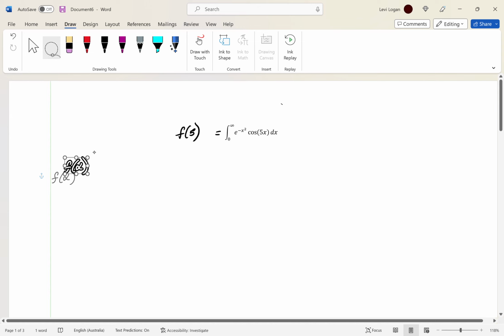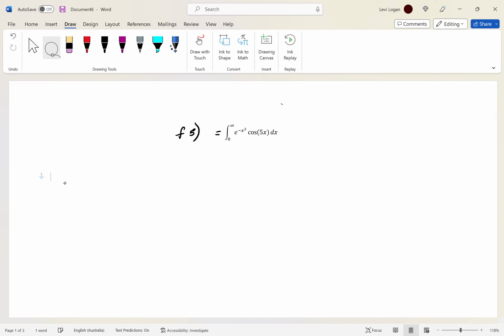I'm just going to change the thickness of my pen so it'll be easier to write. So this would be f of 5. So f of alpha would be the integral from 0 to infinity of e to the negative x squared cos of alpha x. Now all we're going to do is differentiate with respect to alpha.